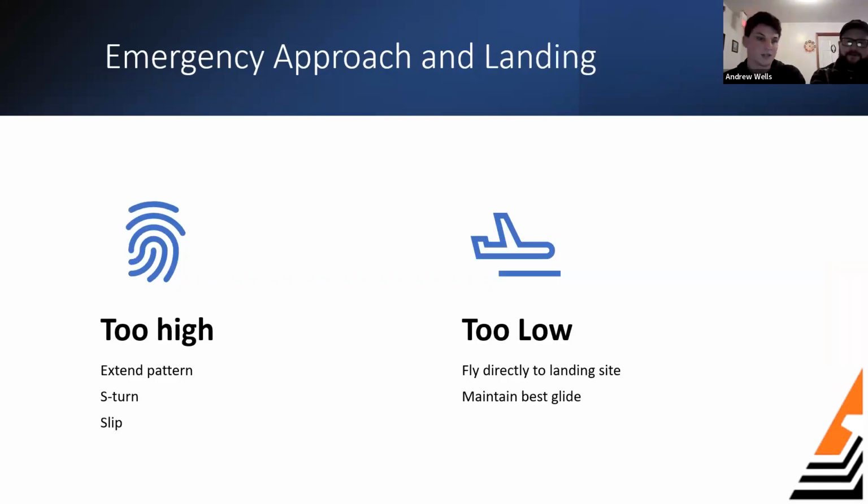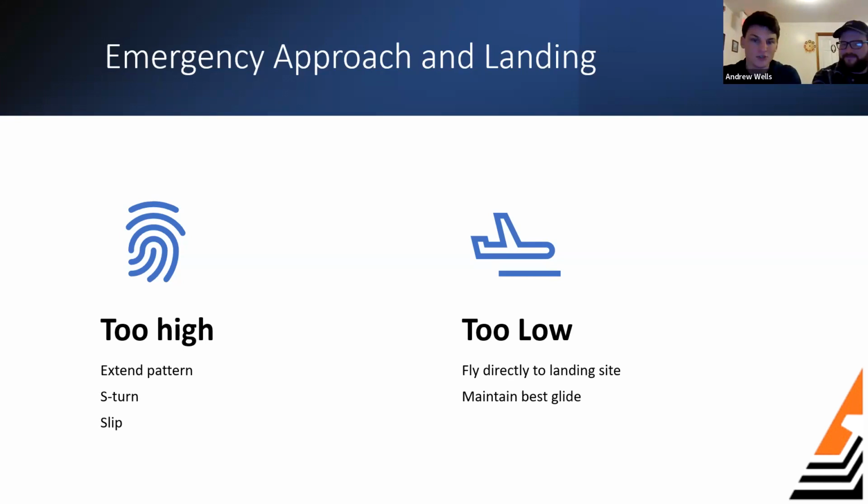So some of the things, if you're too high, you could extend. So, right, if you're flying around that field, extend that pattern. You can also do S-turns. Or what was the other one we talked about earlier? Yep, this is an emergency procedure at that point. So if you want to do it when we pull the power out, we're fine with that, right? It's just not an excuse for a bad landing. But emergency procedures, slips, whatever you got to do to get the plane down.